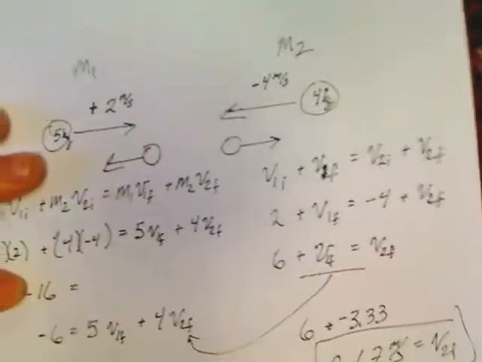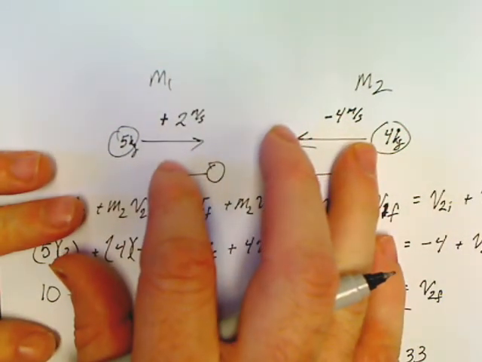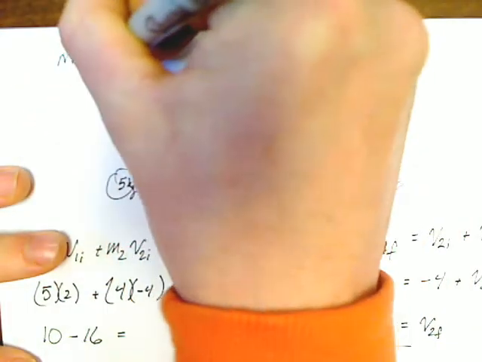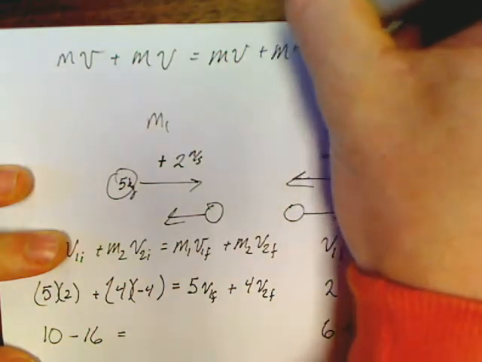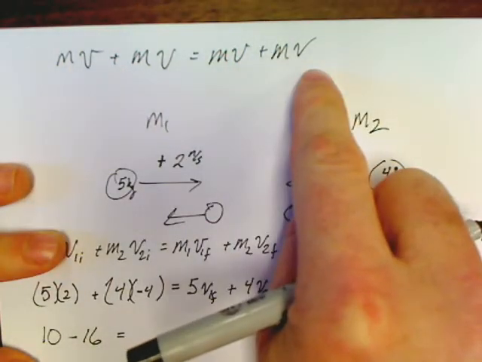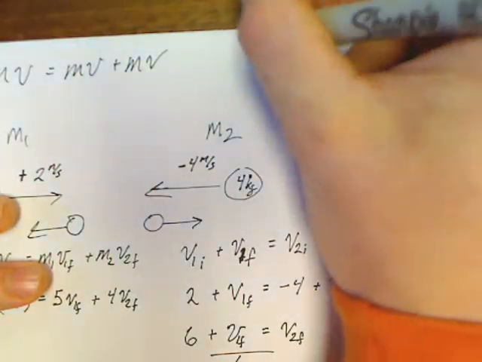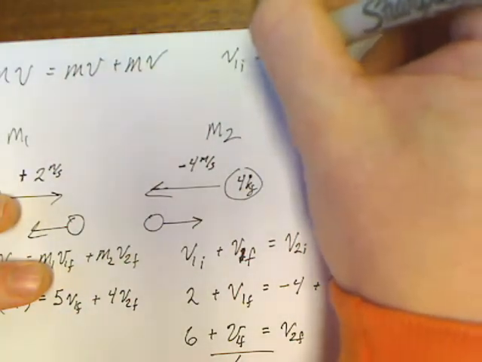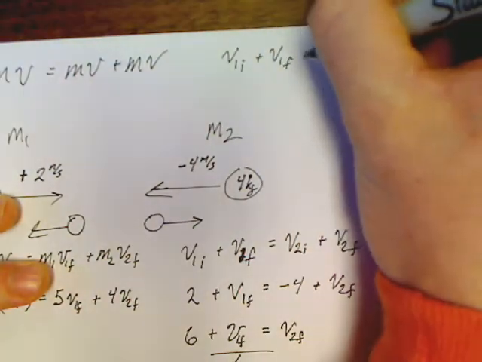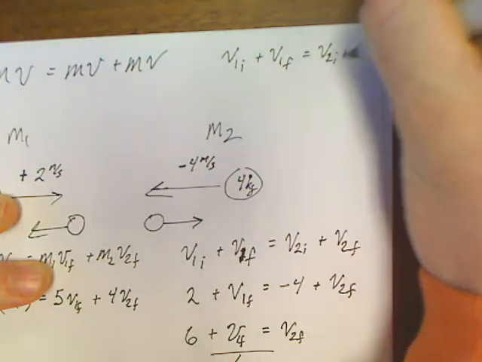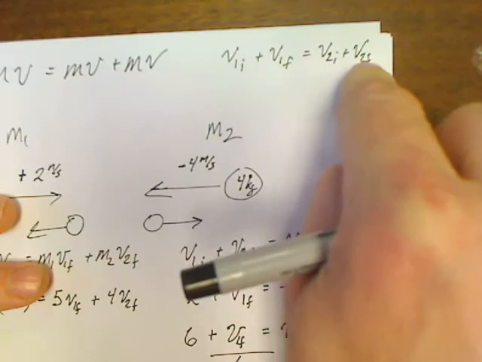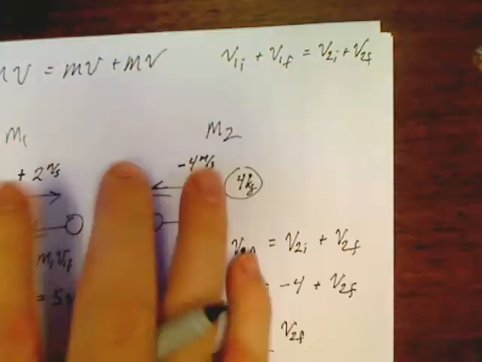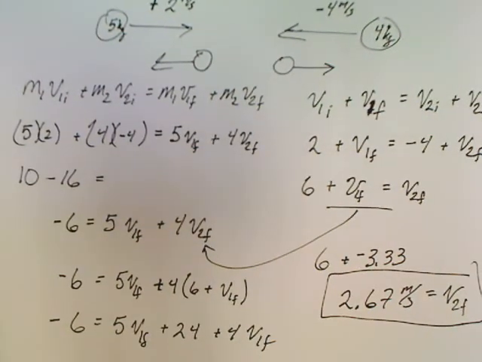But anyway, don't get scared if you see a hit and bounce problem with no final velocity. It just means mv, mv, mv, mv. You got to do your big mv equation. And then all you got to do is chase that with V1 initial plus V1 final equals V2 initial plus V2 final. And you'll solve. I always end up solving for V2 and then plug it back into the other equation. And that's it.